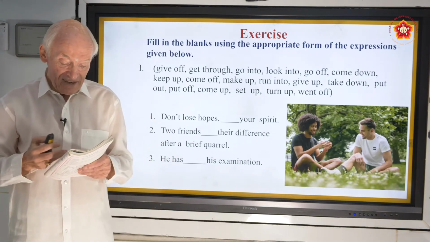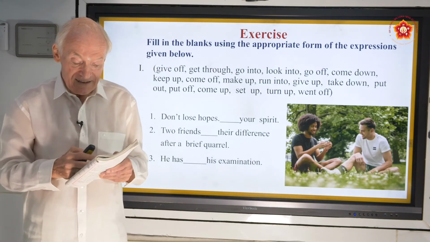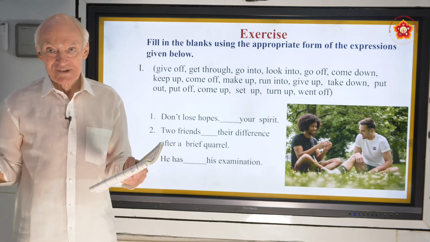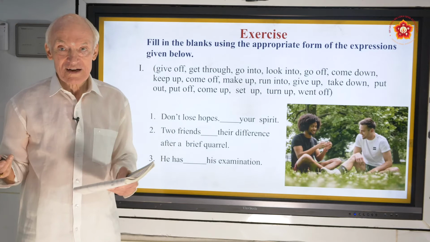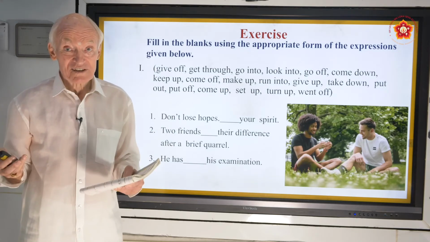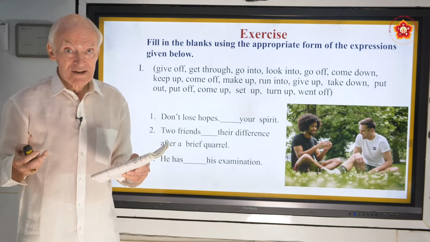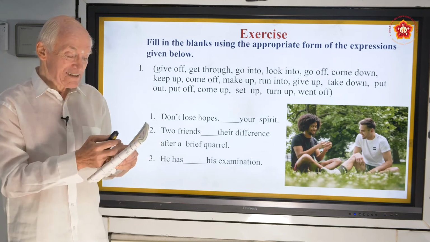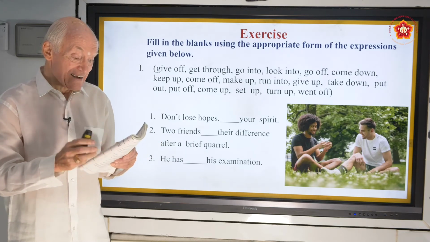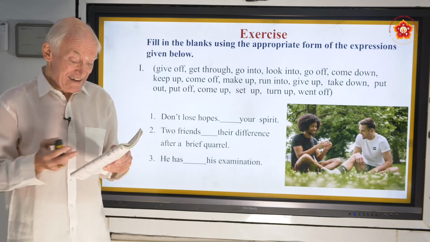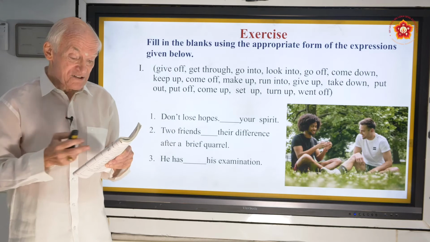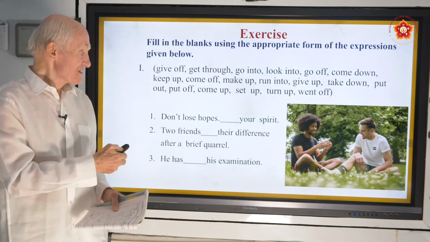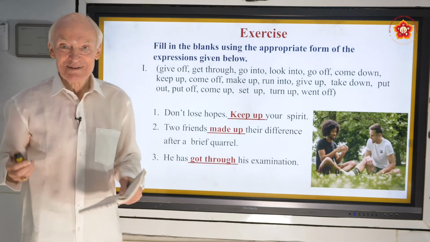Let's go to the third one. He has his examination. Sometimes we have a big examination, okay? We've studied all year, we've worked very hard, and it's a tough exam, and we know it's going to be tough. And so we study extra, we pray, we bring our best pen, and we get through the examination. So we look at the words there. We have get through, okay, that's present tense, but he has already taken the examination. So he got through his examination. And that's the proper phrasal verb to use. He's got through. Let's check it. He has got through his examination. He's so happy.